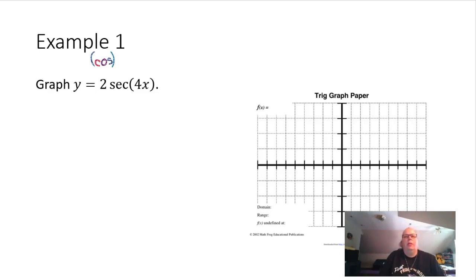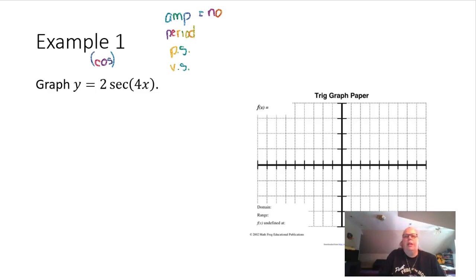mind. Okay, we'll start off finding the amplitude, the period, the phase shift, and the vertical shift, because these will all help me with my graph. Now, first of all, the secant has no amplitude because its range goes off to positive infinity and negative infinity.